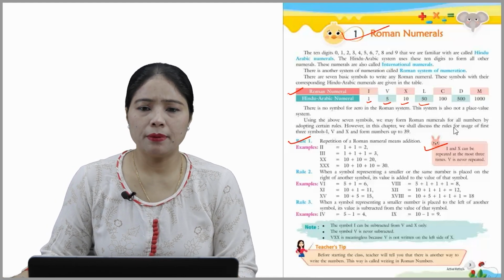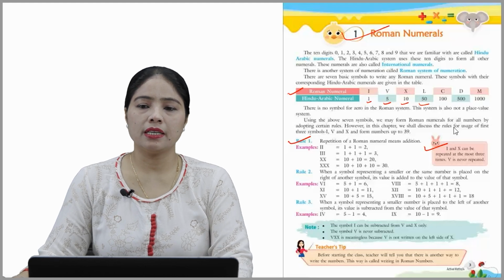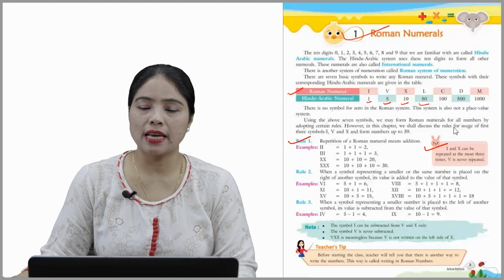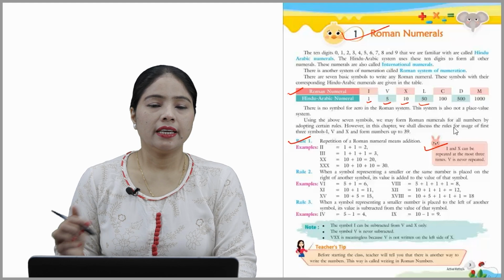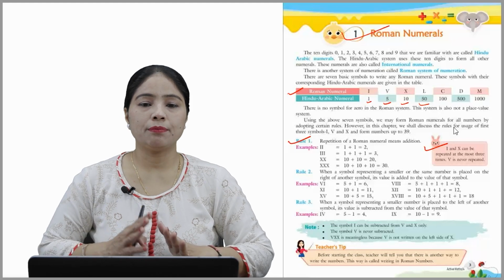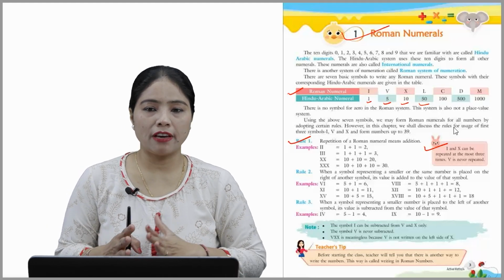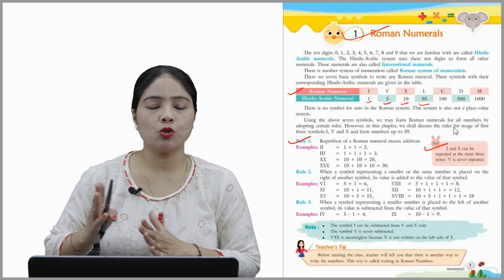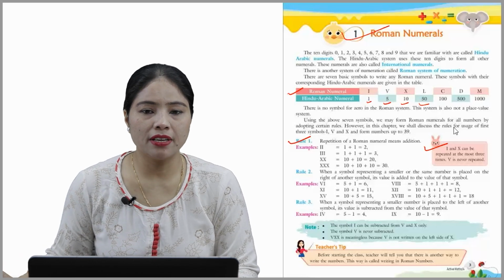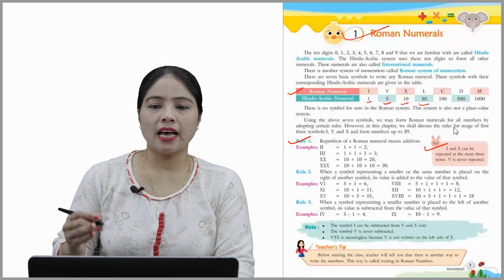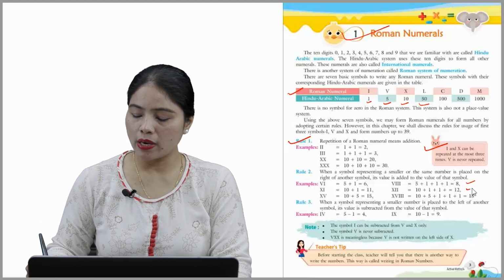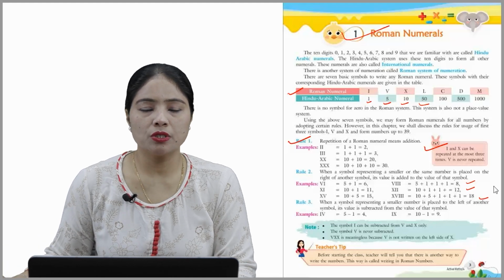When a symbol representing a smaller or the same number is placed on the right of another symbol, its value is added to the value of that symbol. Let's see the example. Here it is given VI, that means V is 5 and I means 1. So it becomes 6. In that case we just add both the values, because after V, on the right side, a smaller number is coming. Similarly, XI, that means 11, then this is 15 and this is VIII, that means 5 followed by 1, 1, 1, it becomes 8 and this is 12 and this is 18, beta. Hope you understood this rule very nicely.